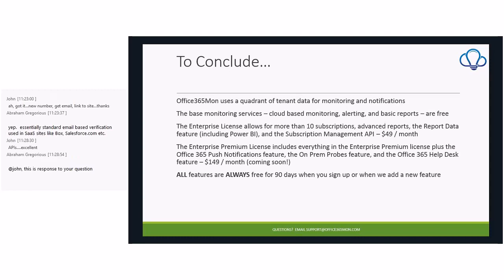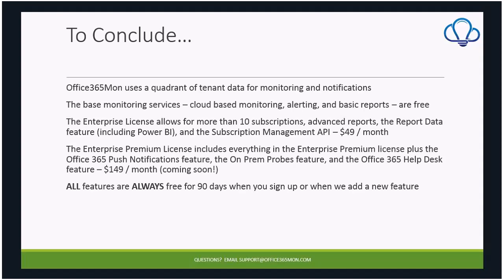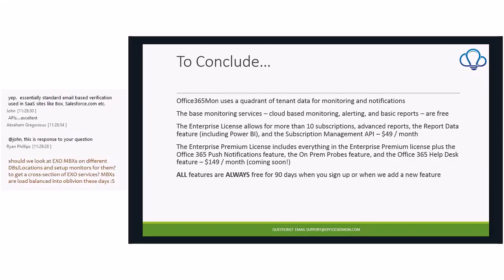So with the base monitoring services, you can use up to 10. If you want more than 10, then you need to go to the enterprise license. You get the advanced reports with it. You get the report data feature, which includes Power BI, and you get the subscription management API. That's $49 a month.